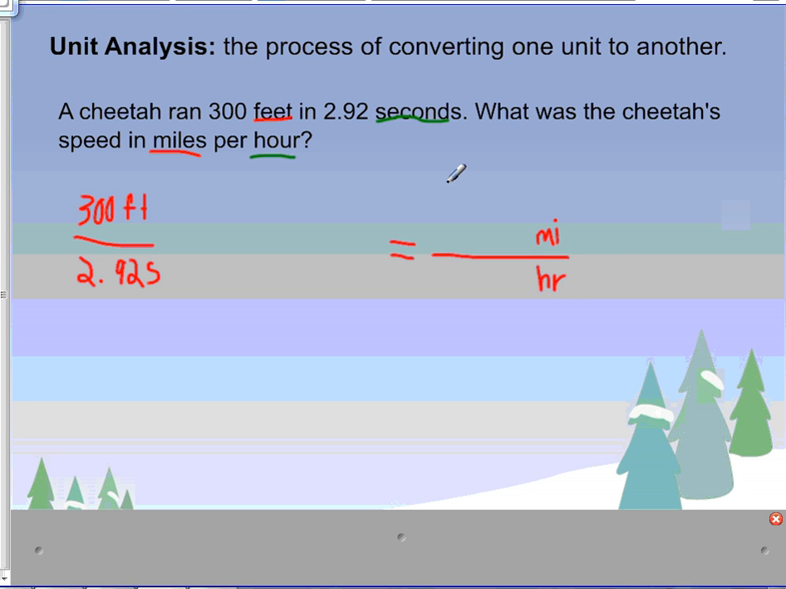Now, how on earth do we get there? We actually need to convert the feet and the seconds in different ways. Do this so it looks kind of like a 5. All right, so we're actually going to need to do some converting and some multiplying. So our goal is to get rid of the feet and get rid of the seconds.